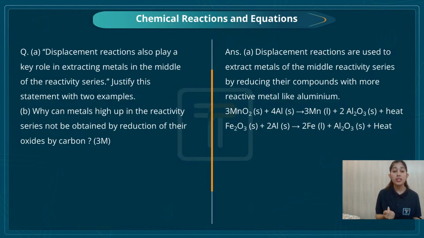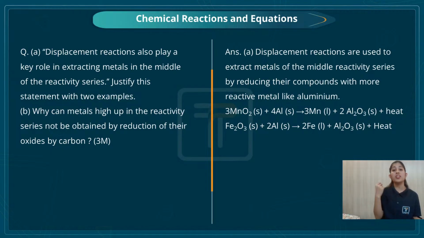So what did aluminium do here? Aluminium replaced manganese from its oxide. Yes, it took the place of manganese. Similarly, iron oxide when reacted with aluminium gives you iron, and aluminium forms aluminium oxide, and heat is also released here, right?